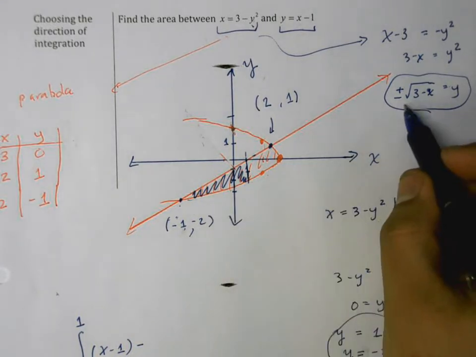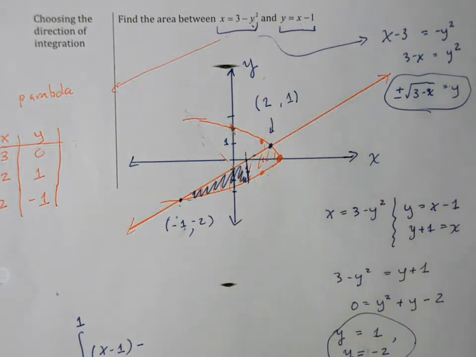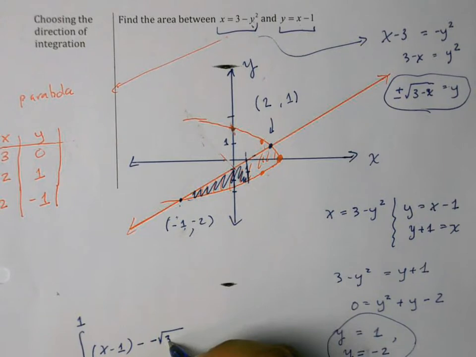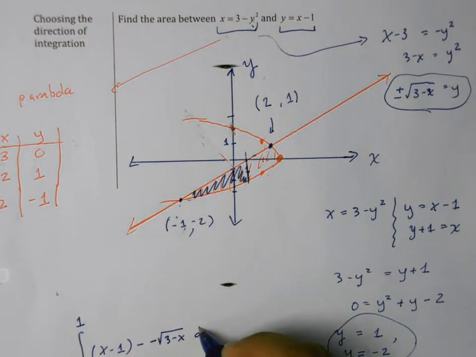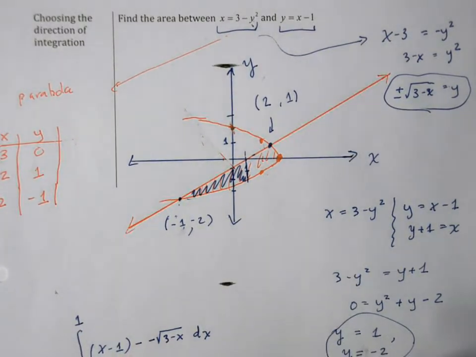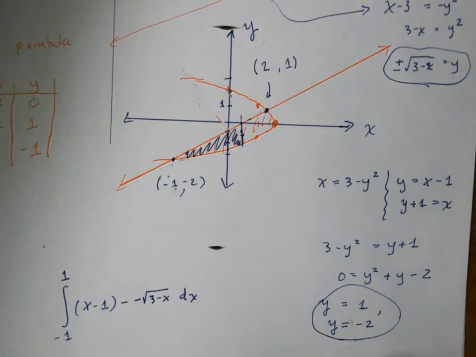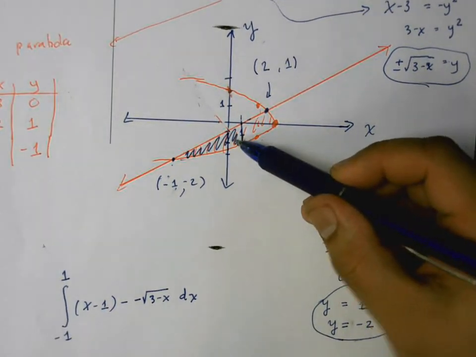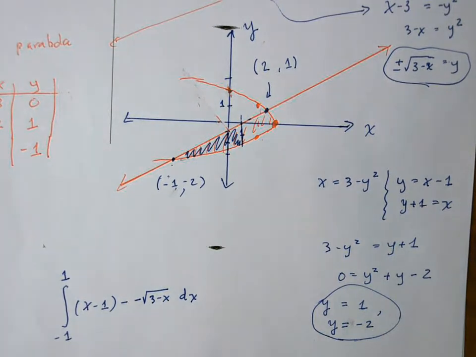So then this is the integral of x minus 1 minus negative square root of 3 minus x dx. Okay, so that only captures this one area. Then we have to deal with, let me get a different color marker here, this green area right here.